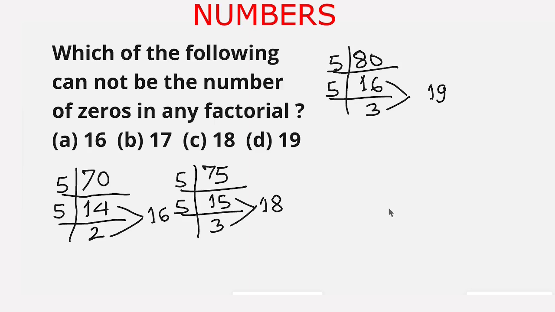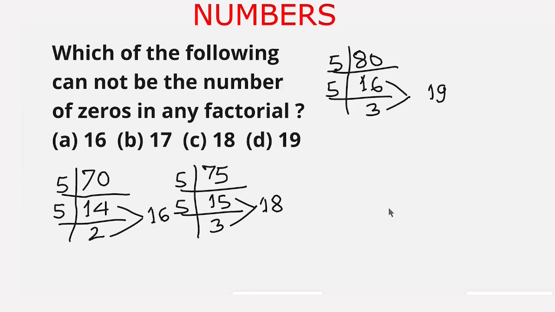In 70 factorial there are 16 zeros. In 75 factorial there are 18 zeros at the end. In 80 factorial there are 19 zeros at the end, but we could not find 17. We have to check the numbers in between 70 and 75.